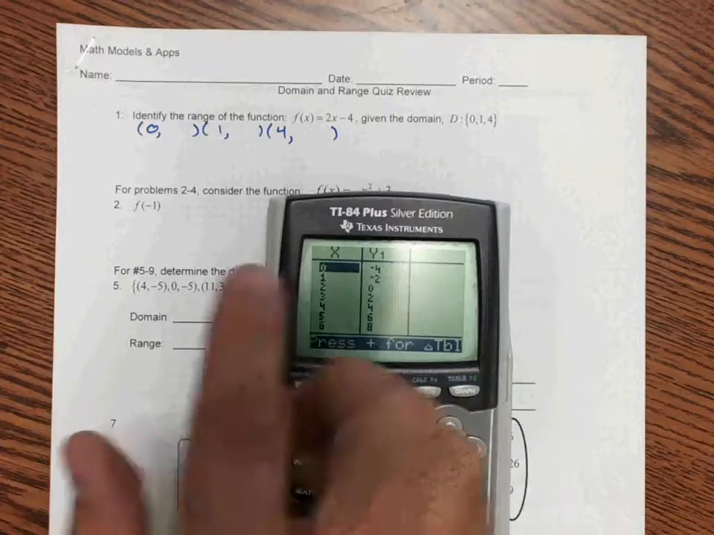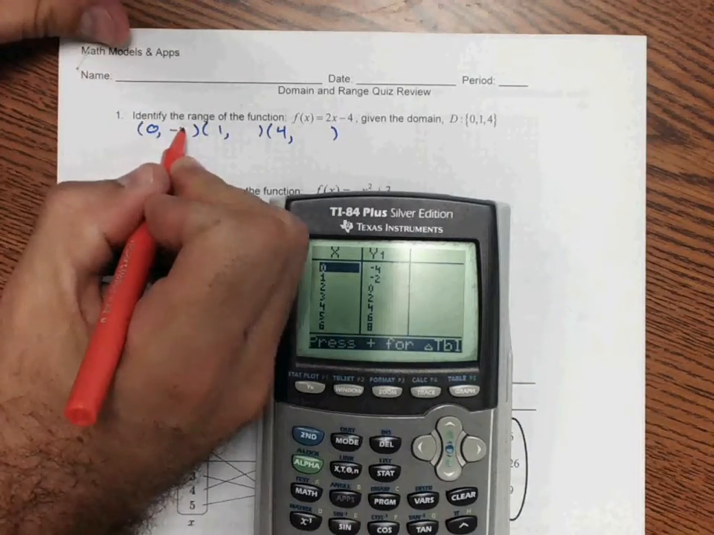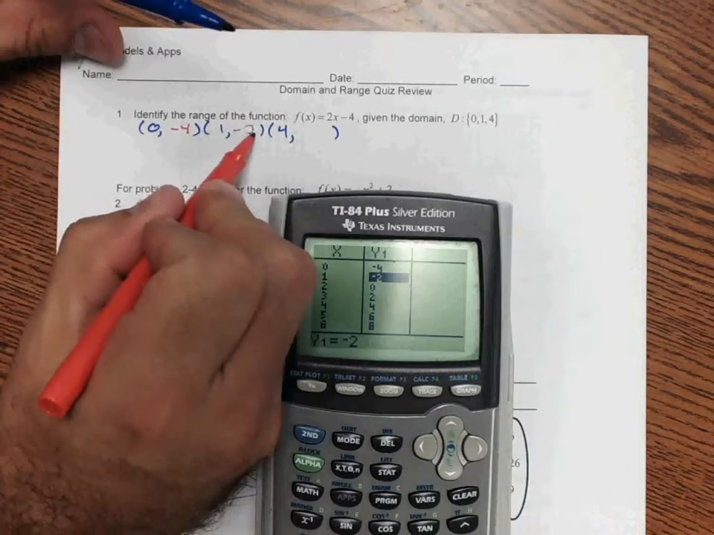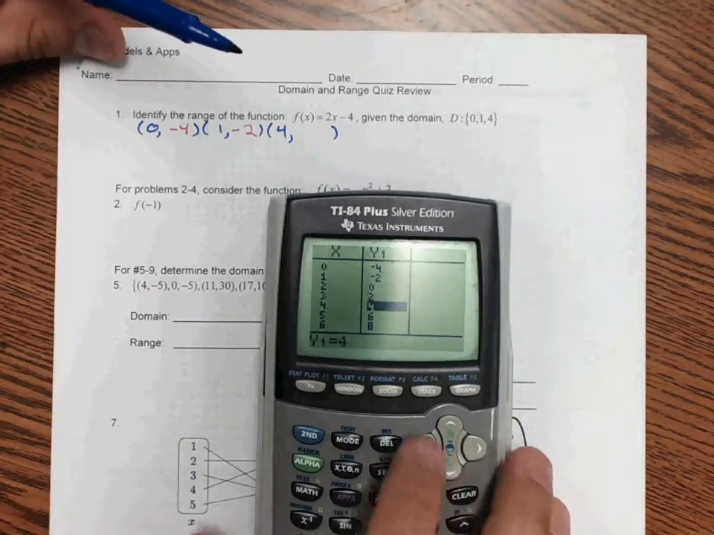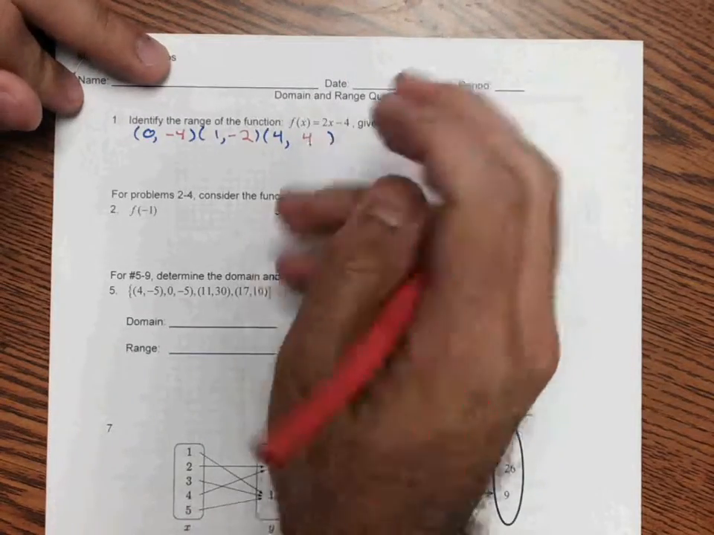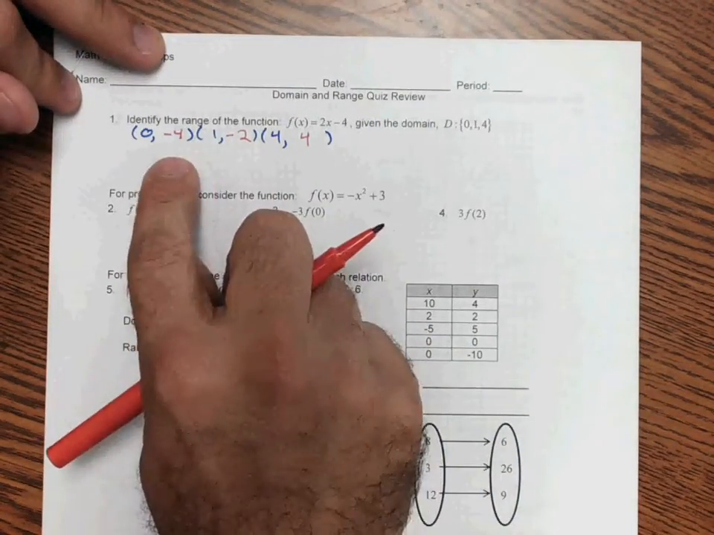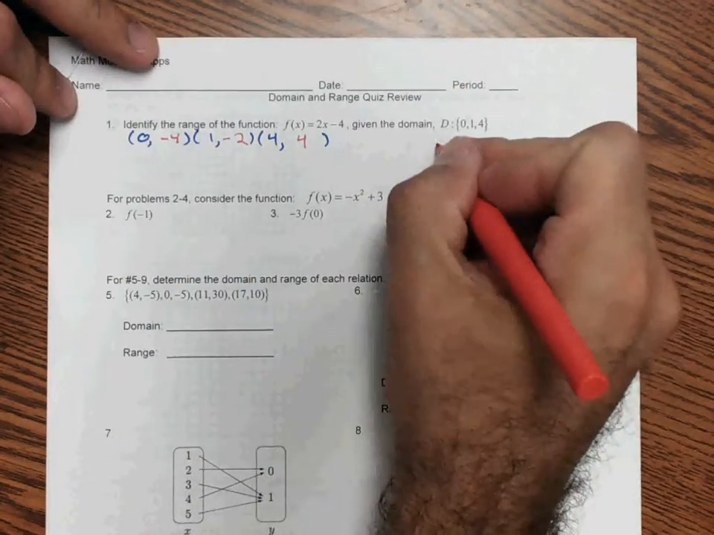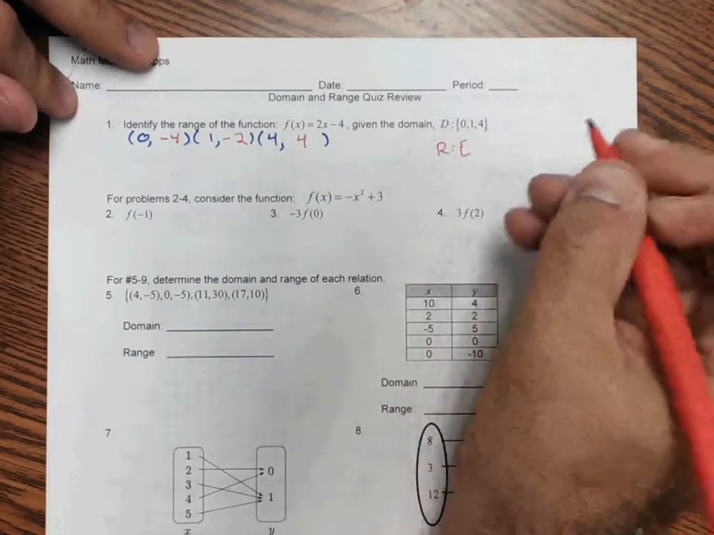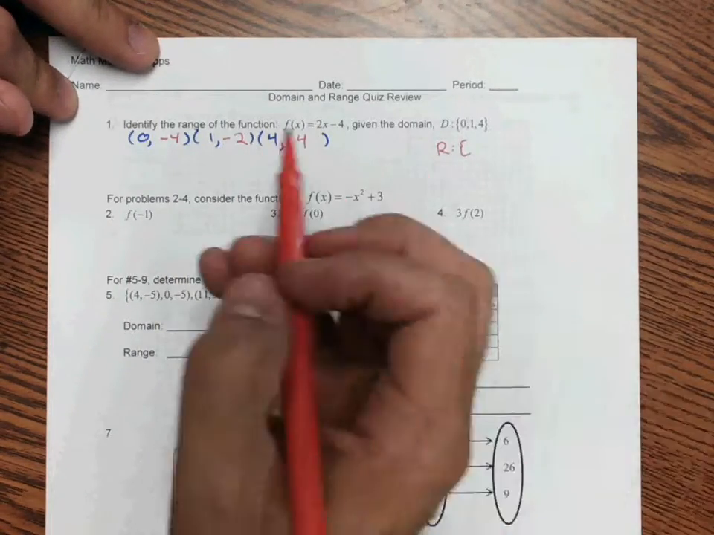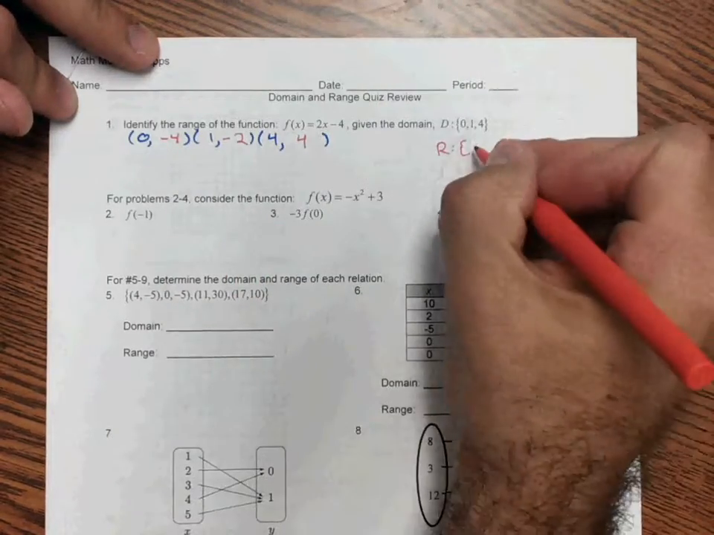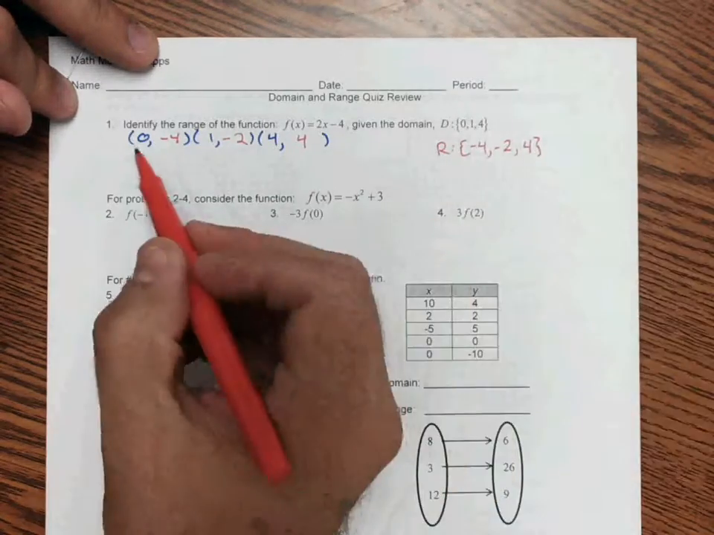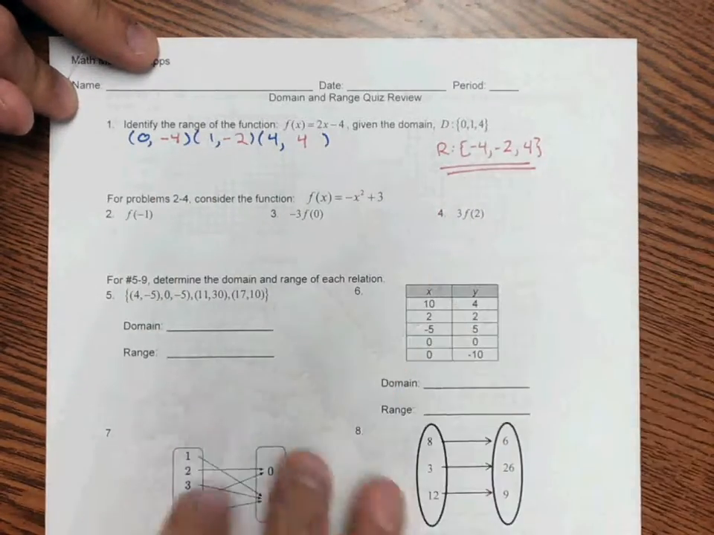Look at the table. When x is 0, y is negative 4. When x is 1, y is negative 2. And when x is 4, y is 4. These are the range values, the y values. We want to make it look like the question, so we write the range is, and then list my range values from least to greatest, smallest to biggest. The smallest number here is negative 4, then negative 2, then 4. So this is a helpful tool. This is the answer. Okay?